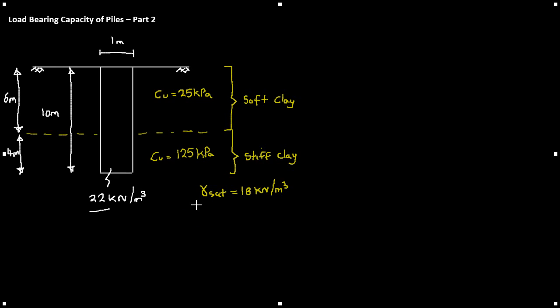kilonewtons per meter cubed. Now, an important note for clay soils, the limiting capacity is often controlled by the short term, i.e. the undrained conditions. Now we're going to be working through this example as we did last time, looking at the base resistance, the shaft resistance, the weight of the pile, and then ultimately calculating the ultimate actual load that the pile can take.